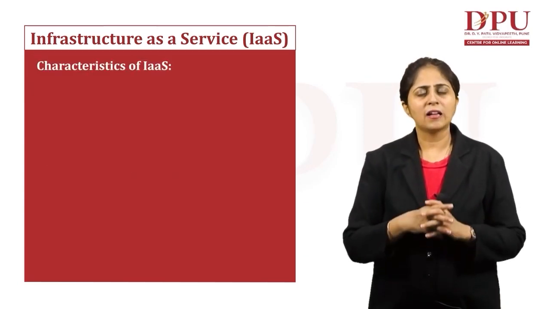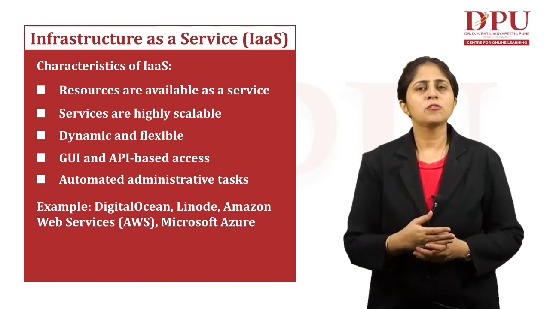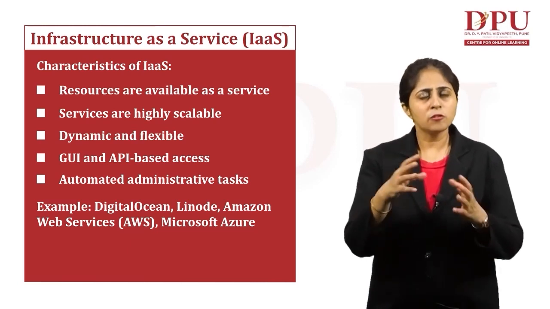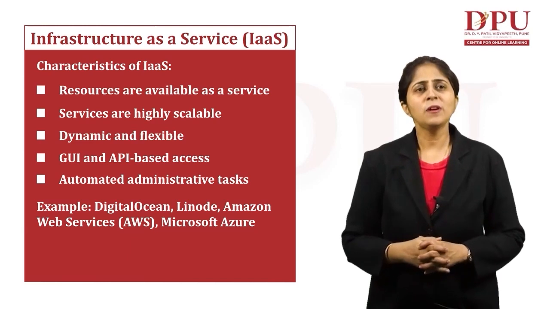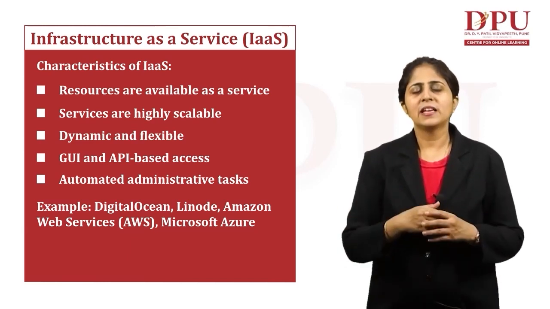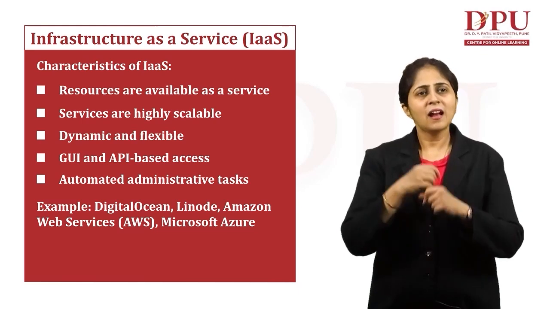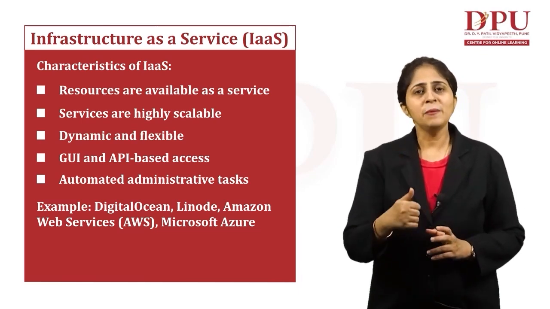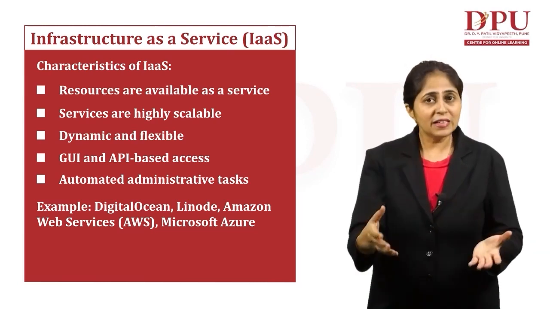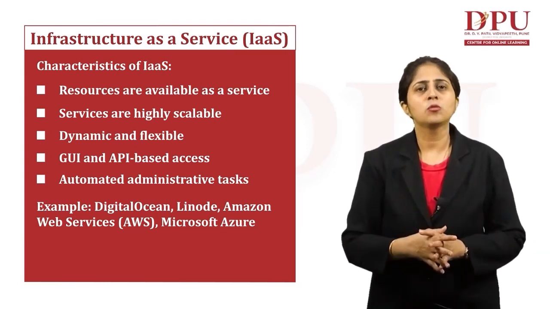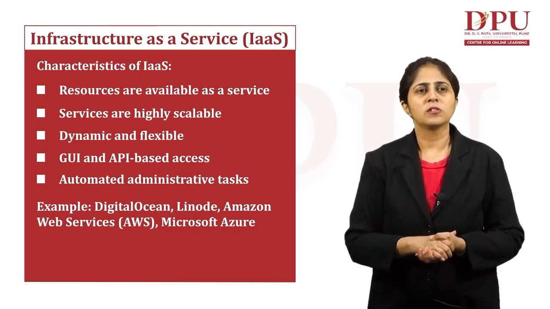Now, what characteristics does this IaaS have? First, resources are available as a service. Any kind of resource, any kind of storage, any kind of server can be accessed using this IaaS. Second, the services are highly scalable. They can be extended to any level. Thirdly, dynamic and flexible. According to our requirement, we can avail any service, we can retain that particular service, or we can make changes to that service. So obviously this IaaS is dynamic and flexible in usage by the user.